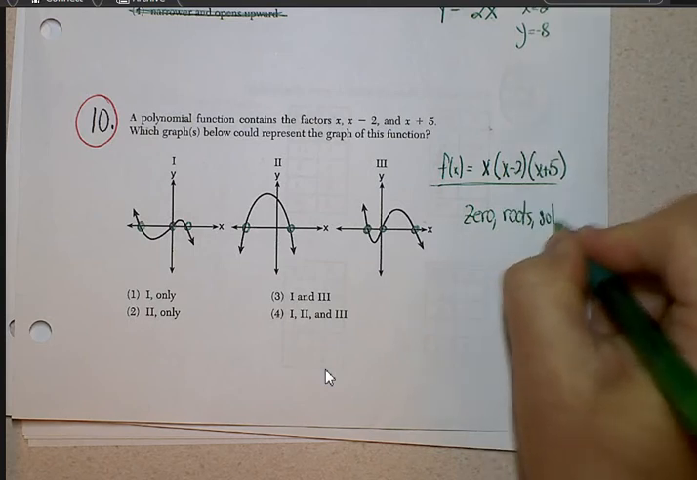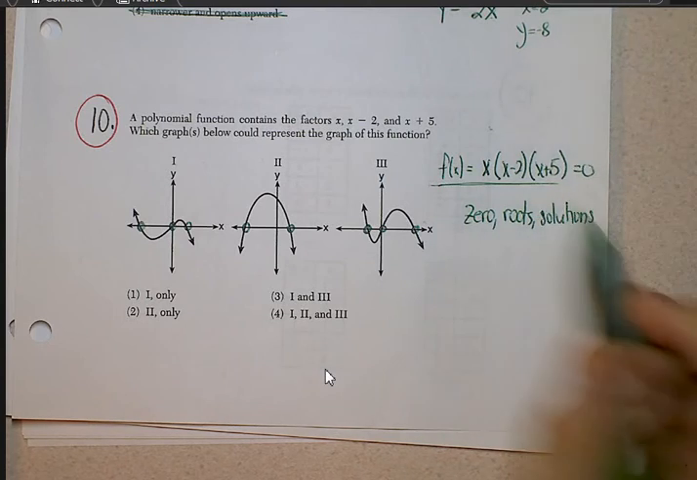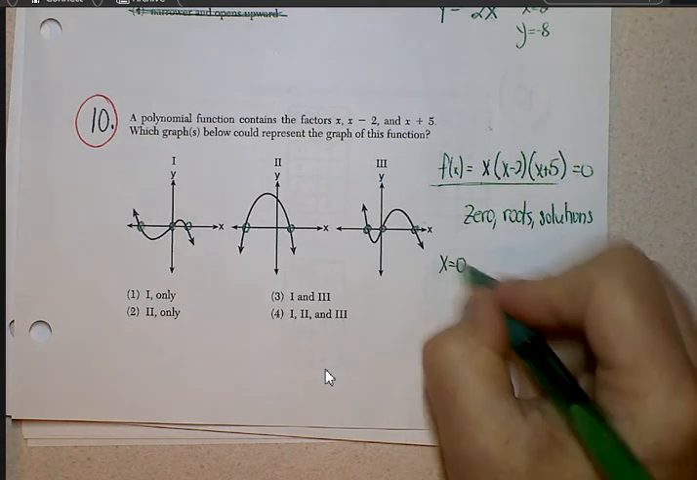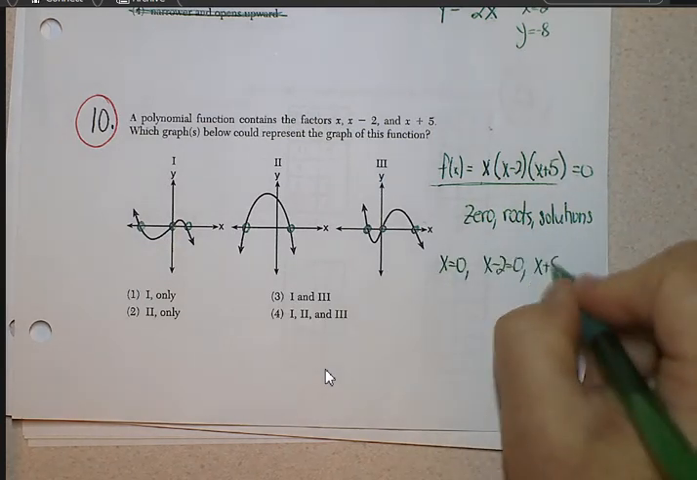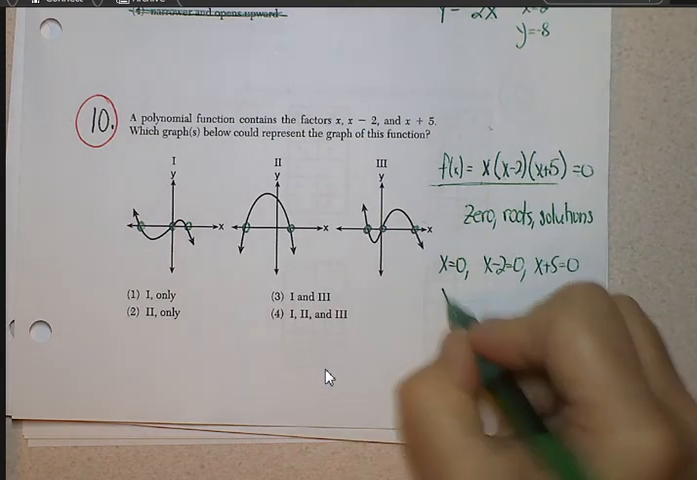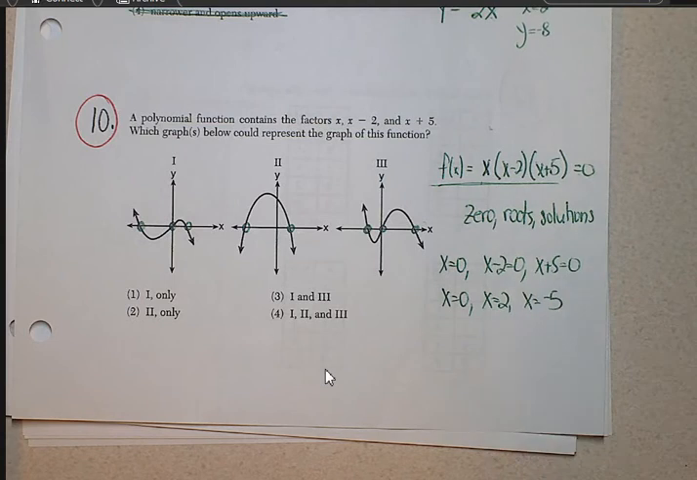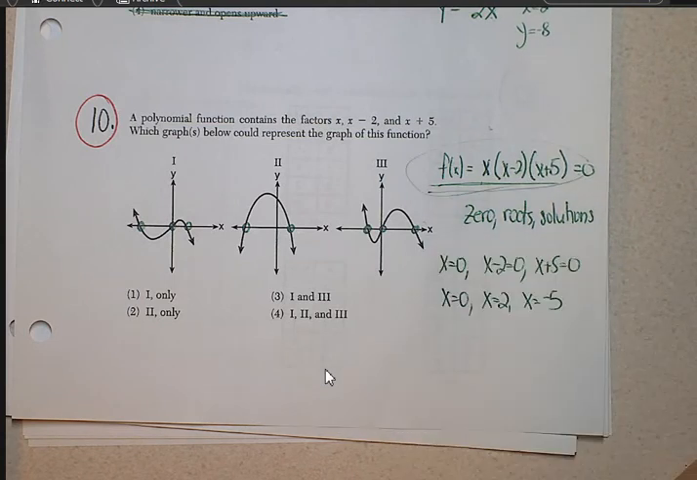So what we can do is we can just simply set this equal to 0, and we have three things multiplying to equal 0, which means the first has to equal 0, or the second has to equal 0, or the third has to equal 0. Well, you get x equals 0, and you get x equals 2, and you get x equals negative 5. So these are the places at which this polynomial is going to cross the x-axis.